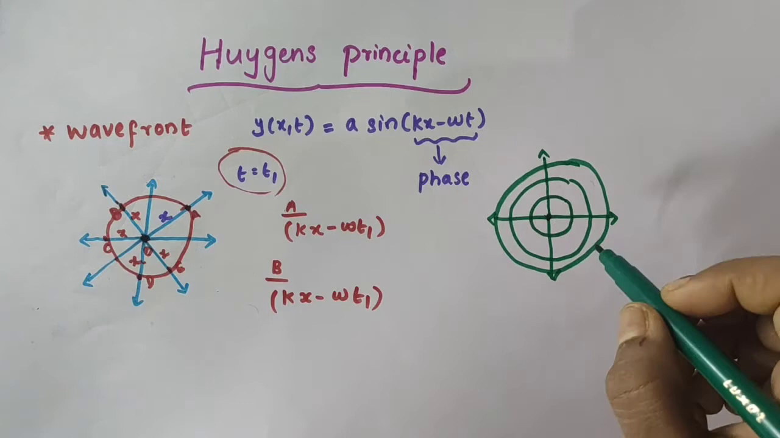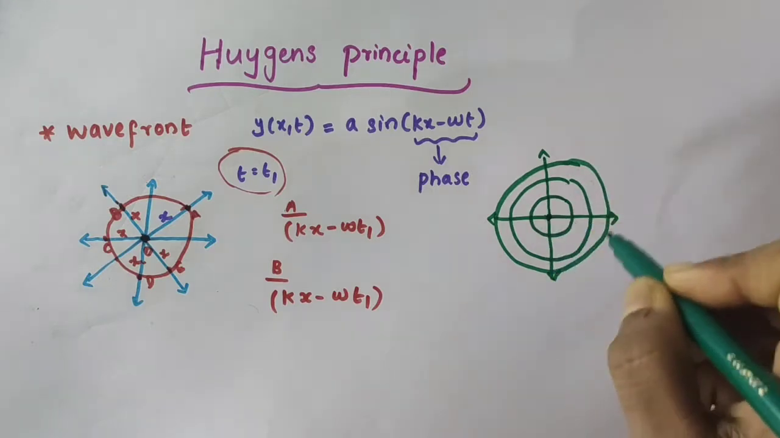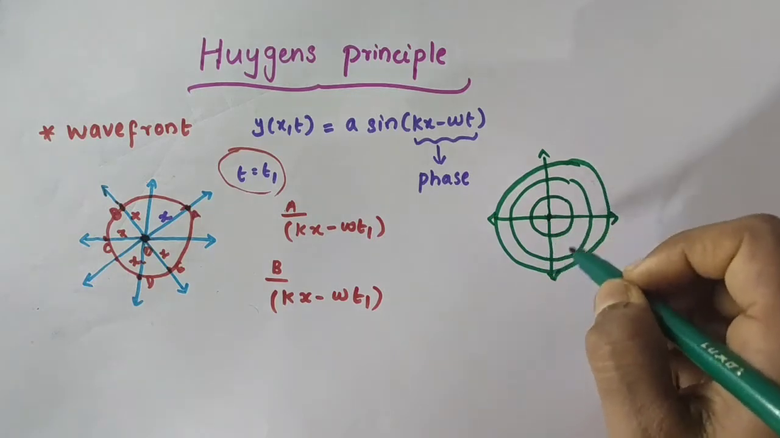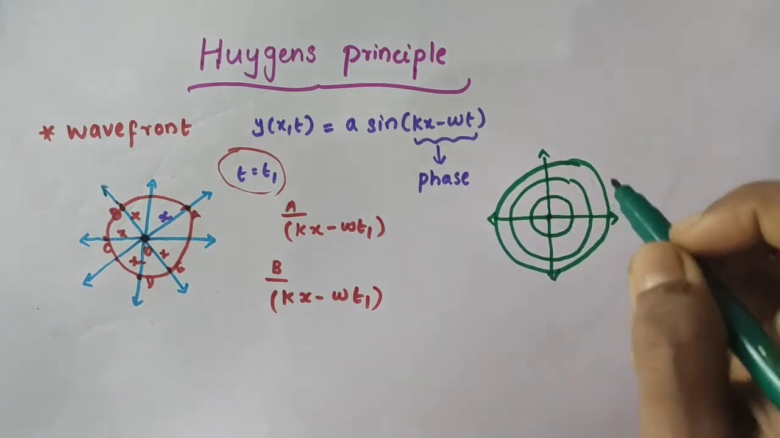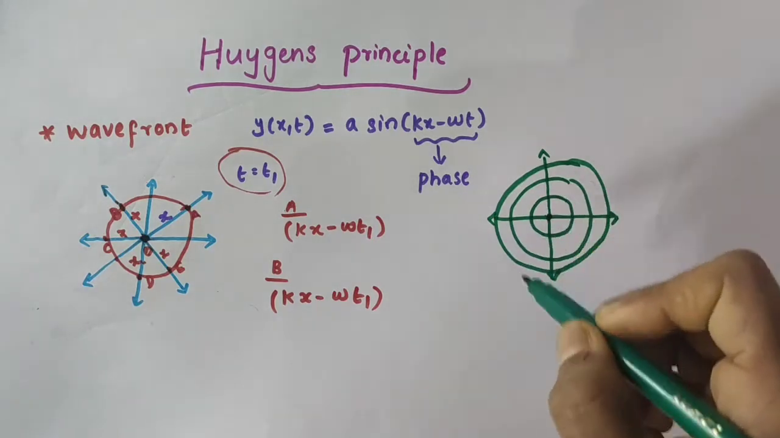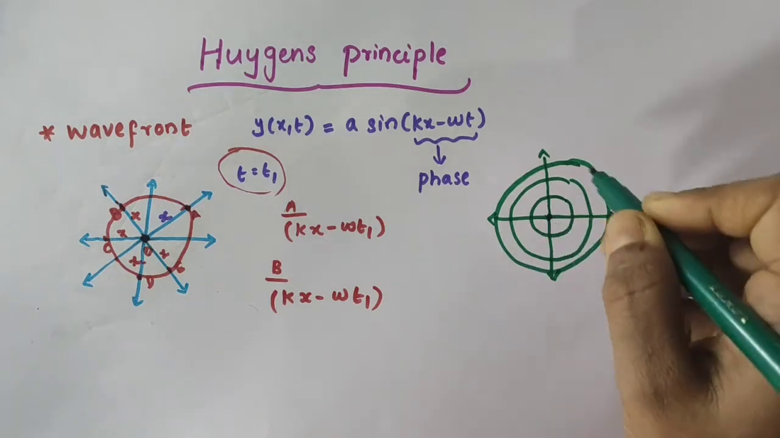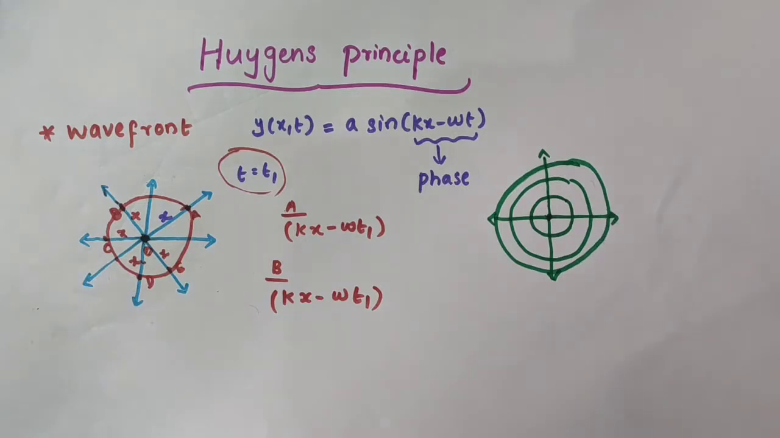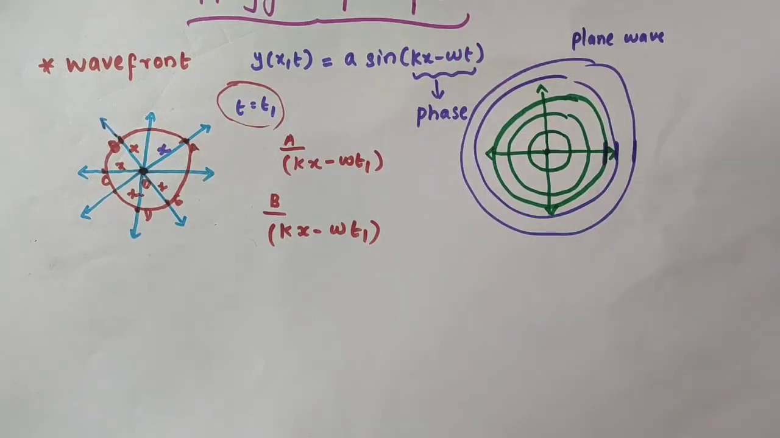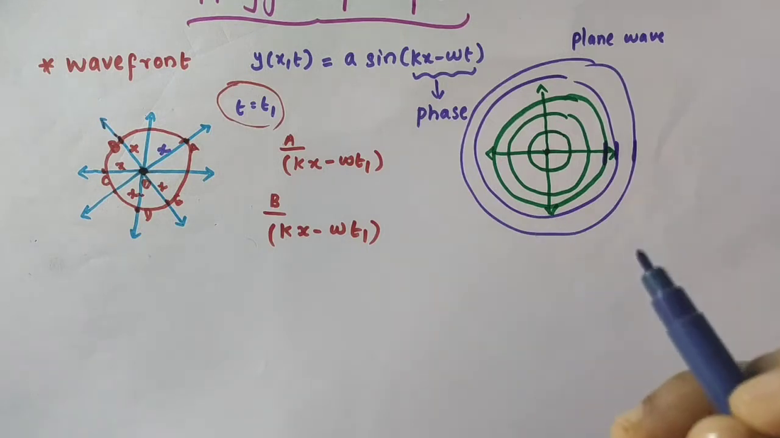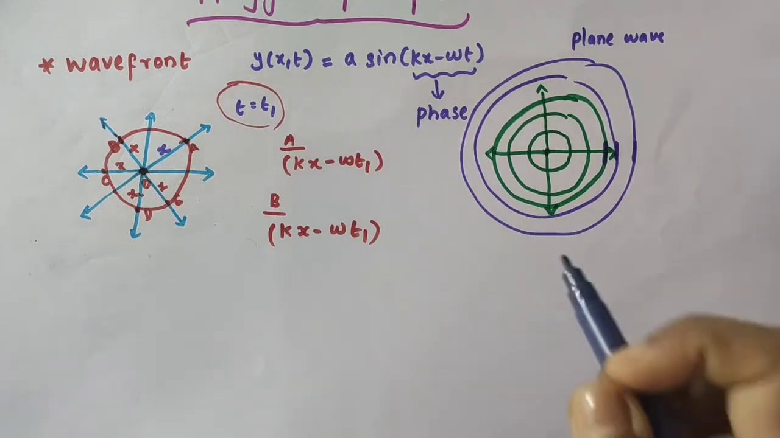That is, if you have a point source of waves, then the corresponding wavefronts are all these ones. So wavefronts are spherical in nature and they will be concentric spherical wavefronts, because all of them will have the same center. The energy of a wave travels in a direction perpendicular to the wavefront.